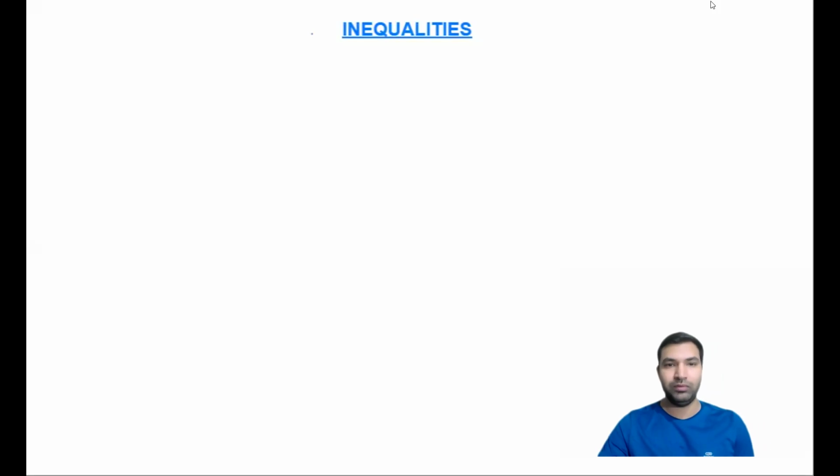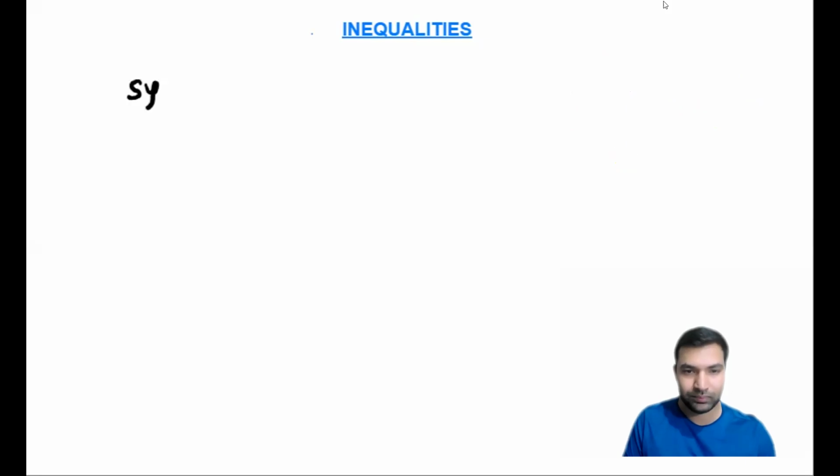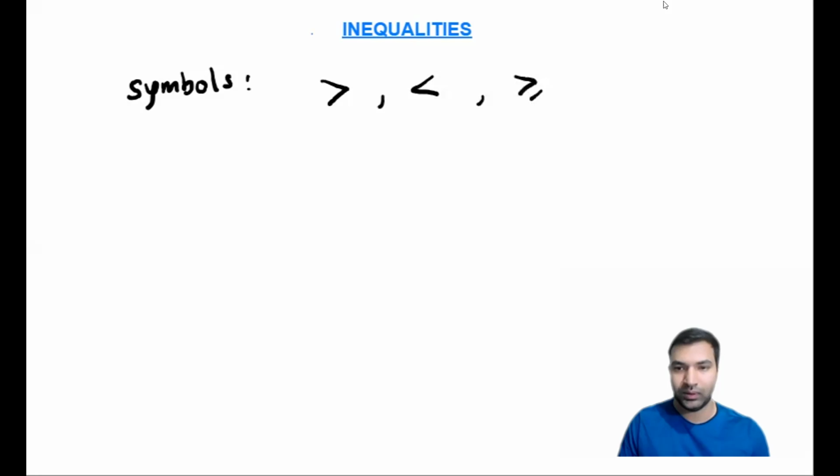In this particular video, we'll be discussing inequalities. All right, now we have understood how to solve the equations, right? So let's talk about inequalities. To begin with, let me discuss what are the symbols which we have for inequalities. So what are these symbols? This stands for greater than, this is for lesser than, then we have greater than or equal to, and then we have lesser than or equal to, right?